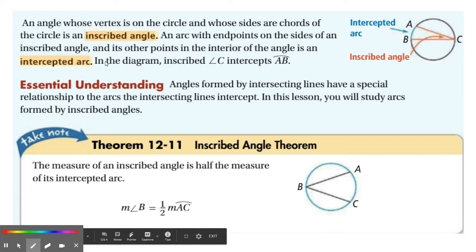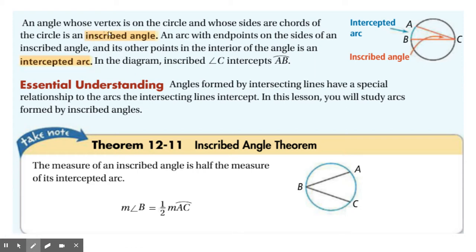All right, so first of all, what is an inscribed angle? An inscribed angle is an angle whose vertex is on the circle. So that's a very important idea. The vertex, let me change to blue, I like blue. The vertex is on the circle, and then the sides of the angle are chords. So in this picture here, angle ACB, or angle C, is the inscribed angle because C, the vertex, is on the circle.